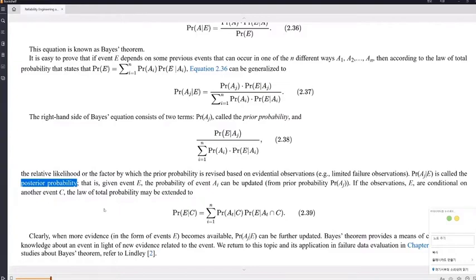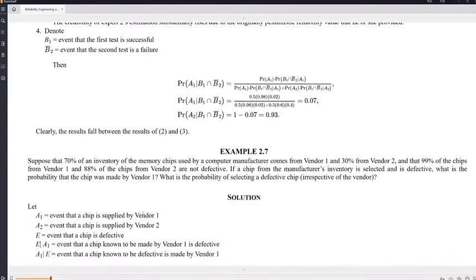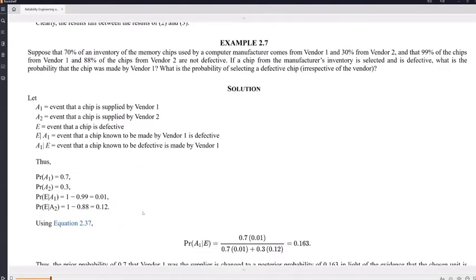So where can we utilize this? Instead of that, let's briefly review this example 2.7. So what does this mean? From example 2.7, 70% of inventory comes from vendor 1 and 30% from vendor 2.